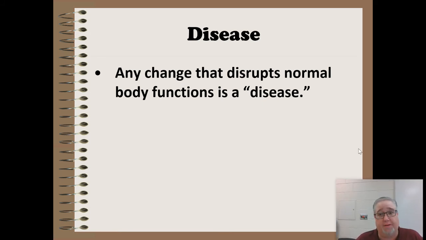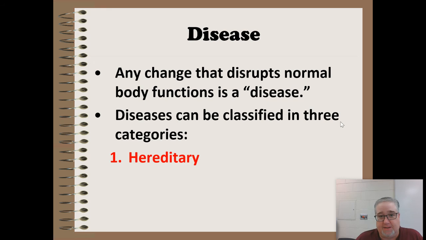So we'll start here with the definition of a disease. It says any change that disrupts normal body functions is a disease. And diseases can come in three different categories. There's hereditary diseases, like genetic diseases. For example, sickle cell anemia, PKU, cystic fibrosis, things that we've talked about before. Those are things that are hereditary.